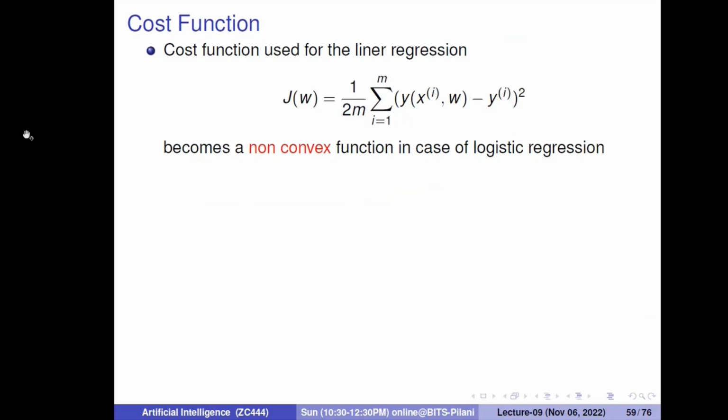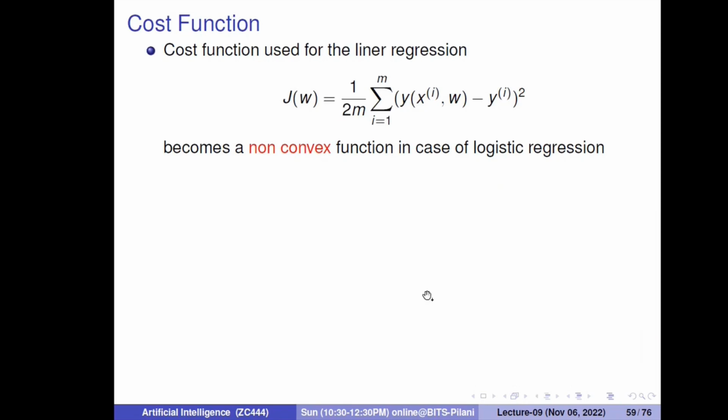But the point is how I was training the system: I was doing gradient descent using a mechanism called the error function, and the error function was given by this particular formula. The issue is that when you apply sigmoid on this particular quantity, this function becomes non-convex.